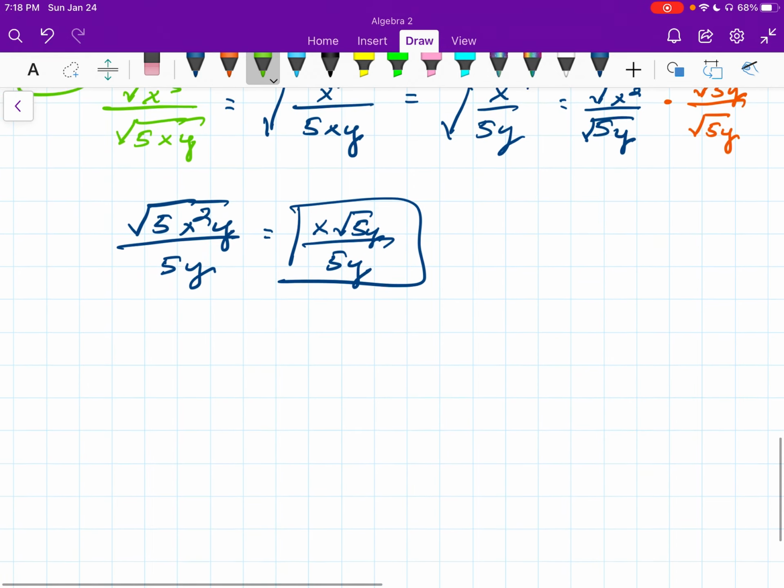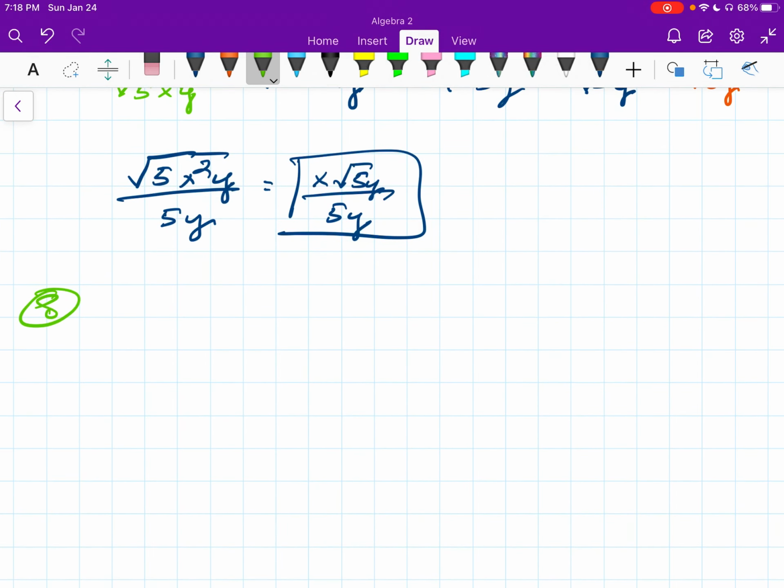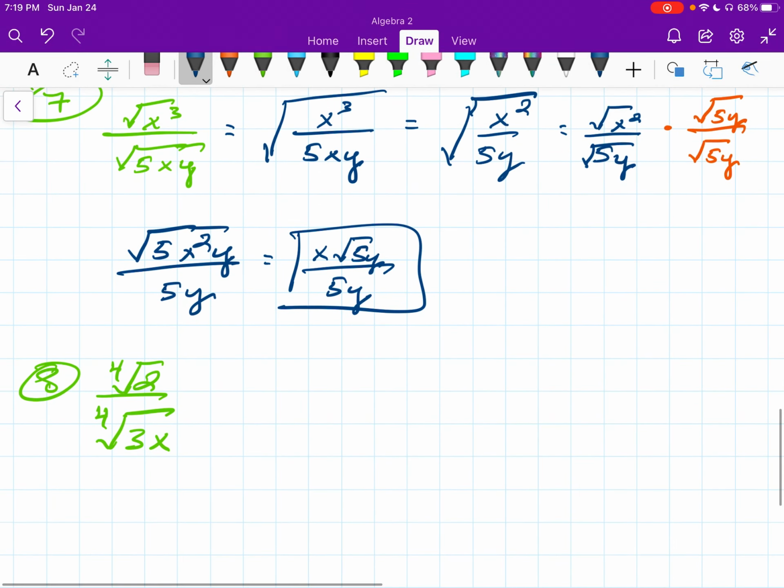All right, last problem, number 8. We're going to do the 4th root of 2 over the 4th root of 3x. So here it's a little bit harder to think about because in the last one we only needed a pair because it was square root, right? This one it's the 4th root, so we need a pair or a group of 4. So there's nothing really that we can simplify with the fraction if we would put them together.